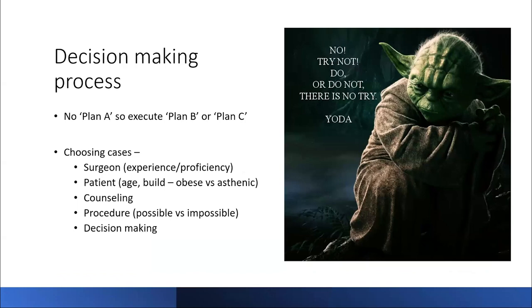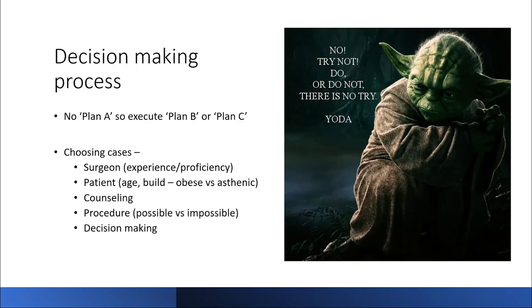With scoliosis and hallux valgus, you can still be the fastest man in the world, essentially. So the decision-making process in this situation, the problem here is you don't have a plan A, which would be the ideal. And so the next best thing is to execute plan B or plan C. And in deciding what to do, I consider these five points as crucial.